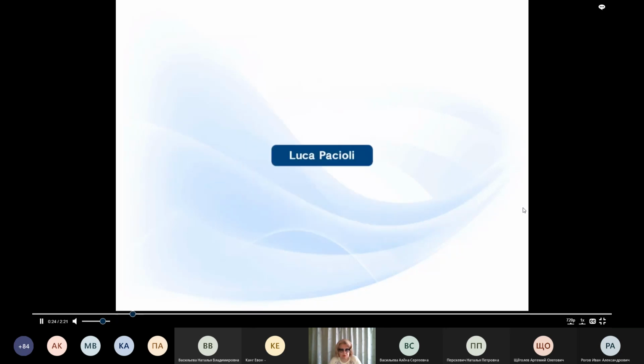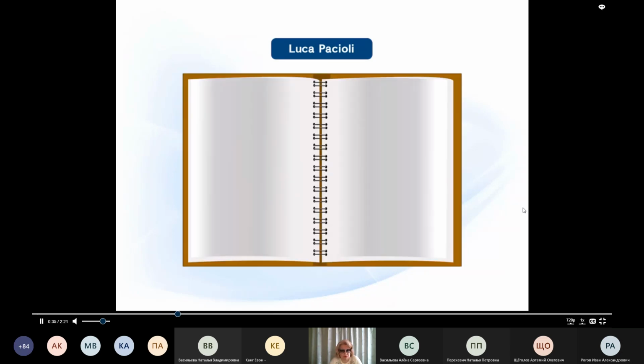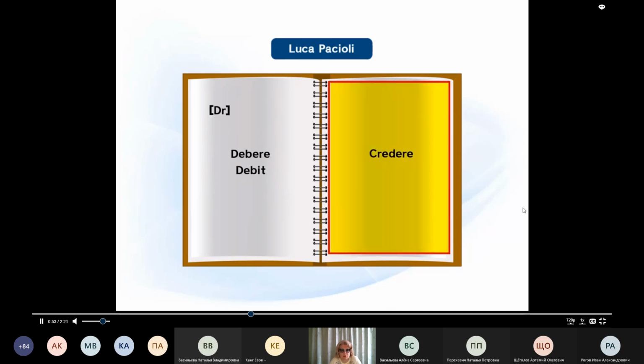Luca Pacioli, a mathematician and accountant, published a textbook, Summa de Arithmetica, which describes the system of double-entry bookkeeping that we still use today. And since he spoke Latin, he used the Latin word debere, meaning to owe, to refer to the left side where the payments owed to the business were recorded. This was abbreviated as DR and was translated into the word debit. The Latin word credere, meaning belief or trust, was used to refer to the right side where the payments owed by the business on good faith were recorded. This was abbreviated as CR and was translated into the word credit.